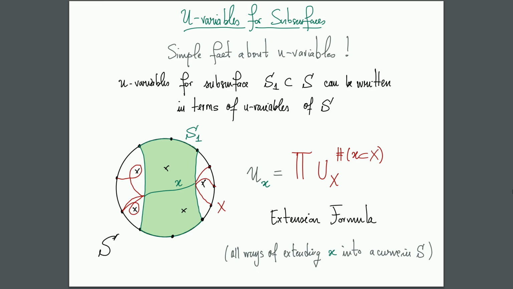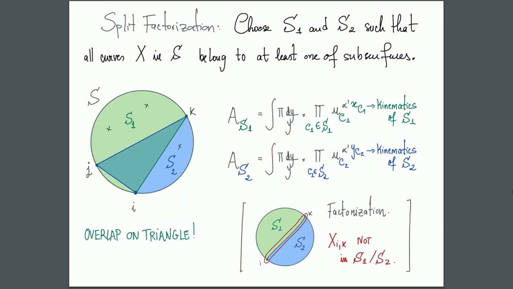That basically automatically lets us derive these splits just by choosing two subsurfaces such that all the curves that live in the big surface S live in either S1 or S2. The minimal way in which we can do this is by picking S1 and S2 such that they overlap precisely in a triangle. I would like to contrast this with the standard factorization, where the two subsurfaces precisely share an edge. When they share an edge, the curve corresponding to the edge does not live in either of the subsurfaces, which was my initial requirement.